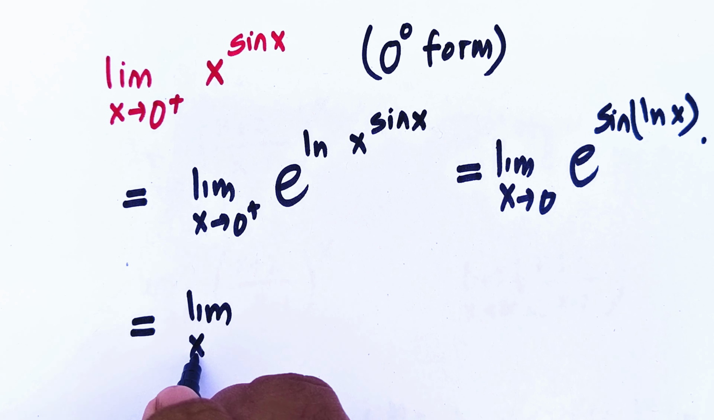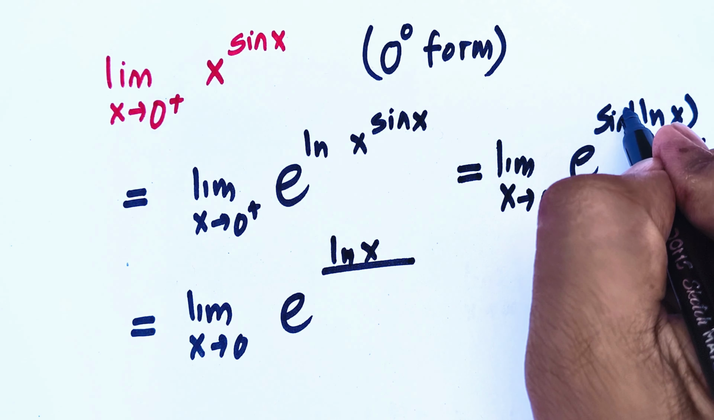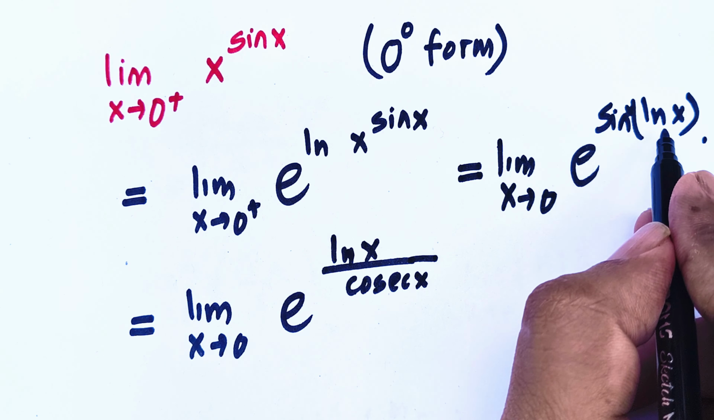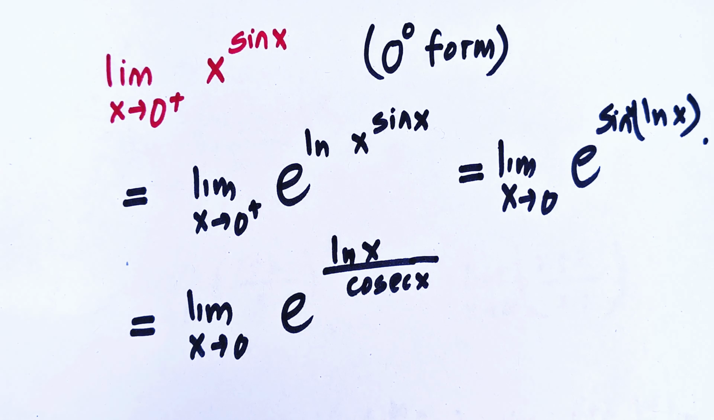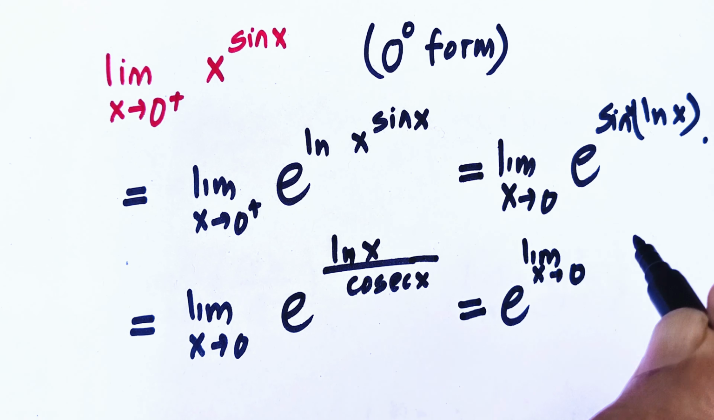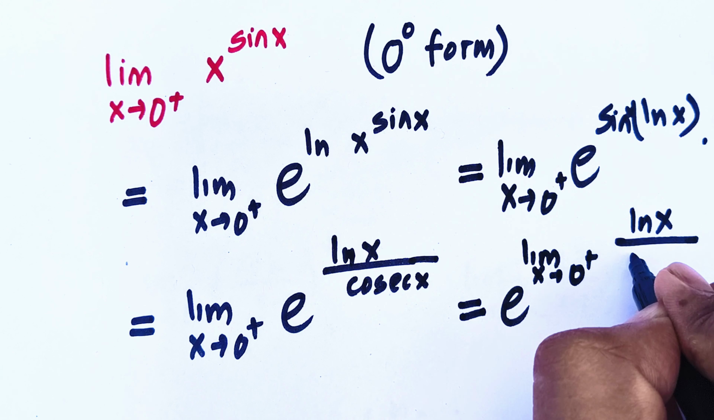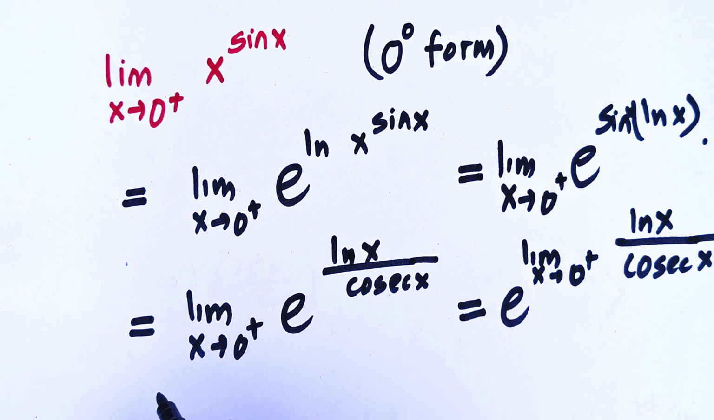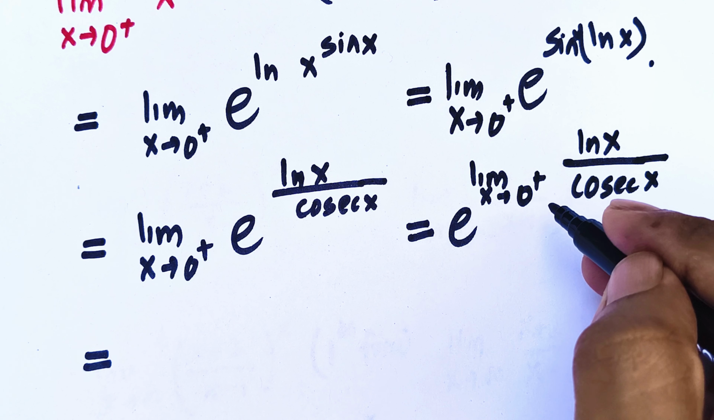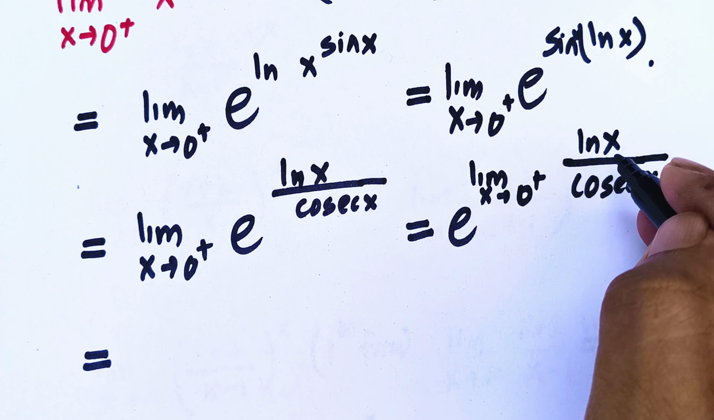Then this becomes e to the power ln x over 1 over sin x. This is 1 over sin x, which becomes cosec x. We are dividing ln x by 1 over sin x, which is cosec x. Now take the limit inside, x goes to 0 plus. This becomes ln x over cosec x. We are approaching 0 from the positive side, and here x approaches 0 from the positive side for the reason that the logarithm can't allow a negative value of x.